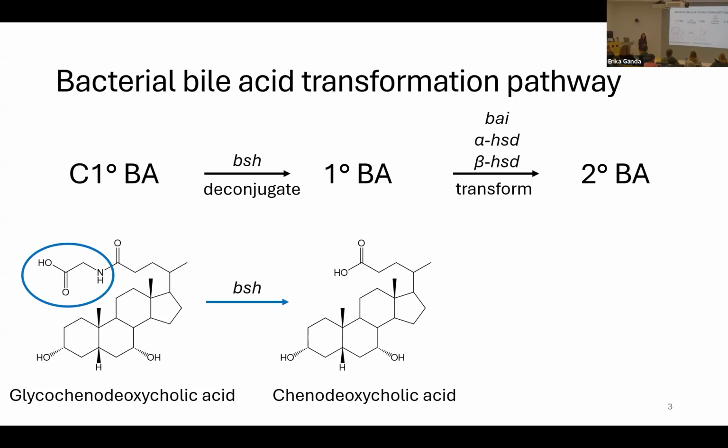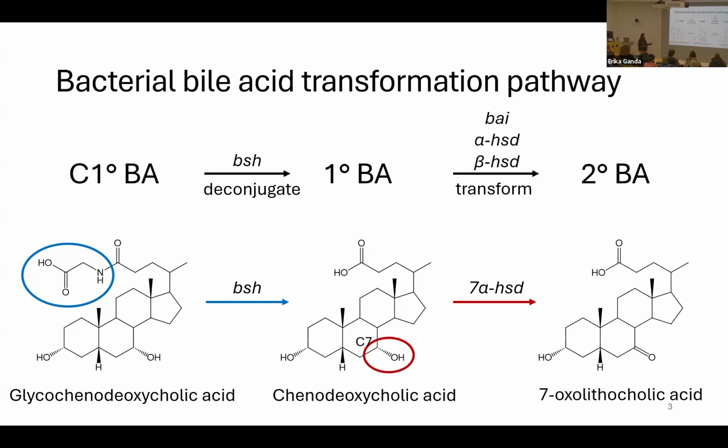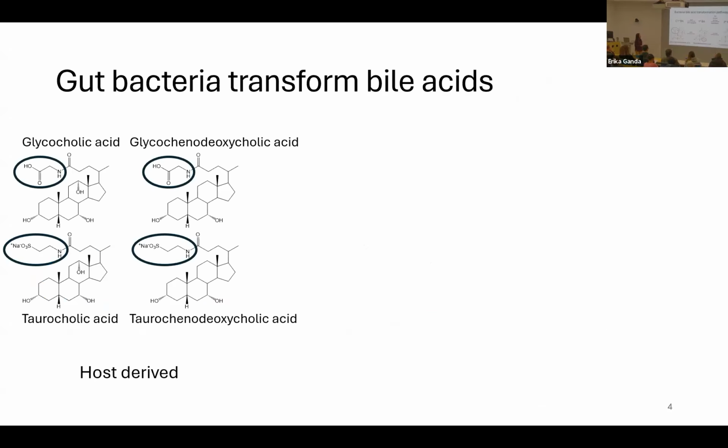After bile acids are deconjugated, they can be transformed. One example is through the bile acid inducible operon, which removes the hydroxyl group at this C7 position. But what I'll focus on more today in this example is the activity by a 7-alpha hydroxysteroid dehydrogenase, which will oxidize the hydroxyl group at the C7 position, forming 7-oxolithocholic acid, and that's a secondary bile acid. So I'll be using this kind of notation throughout the presentation, so hopefully it'll become familiar very soon.